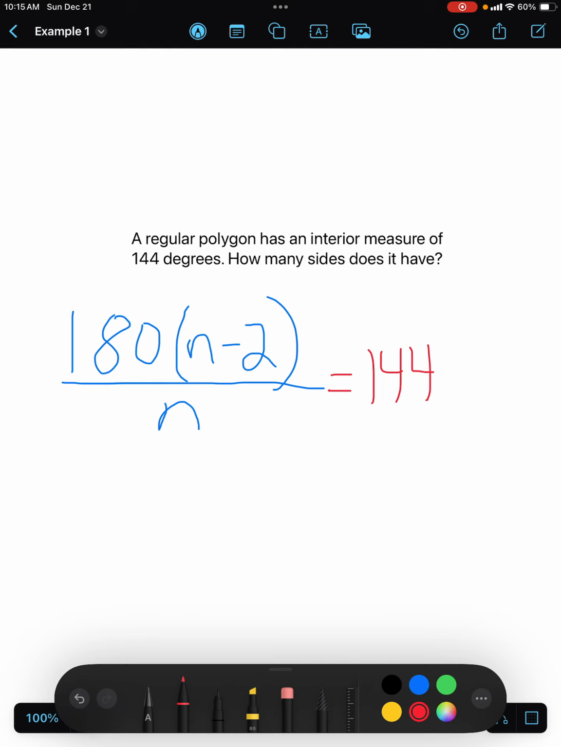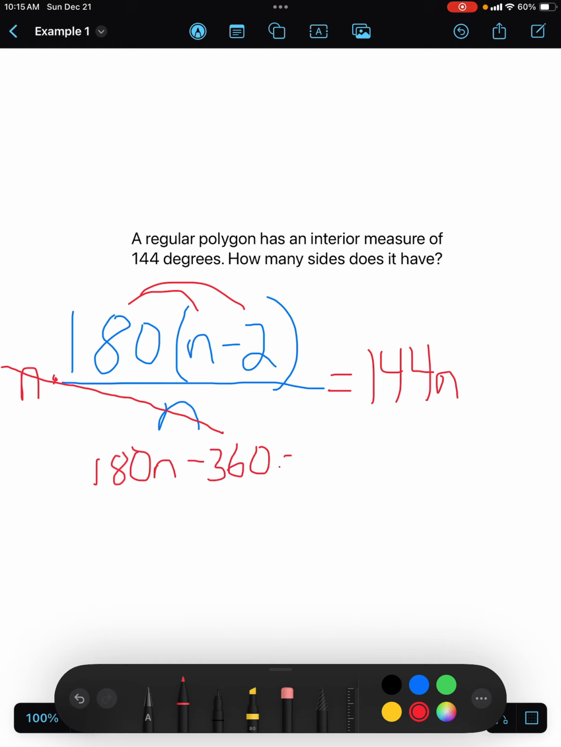Now, the way we're going to solve this, the first thing we're going to do is collapse this fraction. So I'm going to multiply both sides by n, and then that will cancel out the n in the numerator and the n in the denominator. And then I'm also going to distribute this 180 degrees. So 180n minus 360 equals 144n. And now we need to just group our terms together.